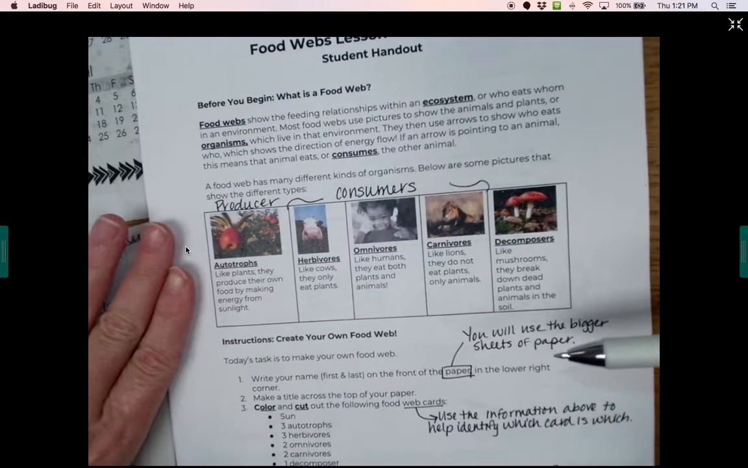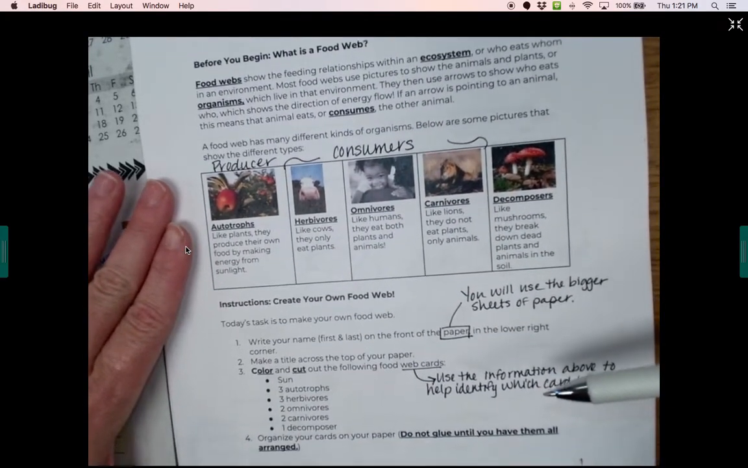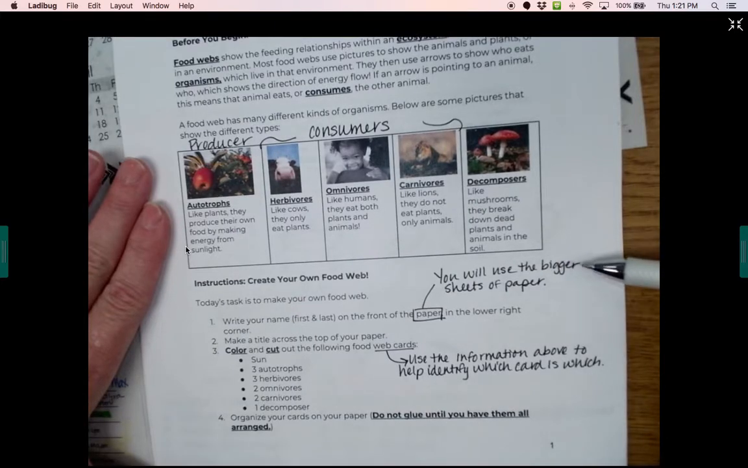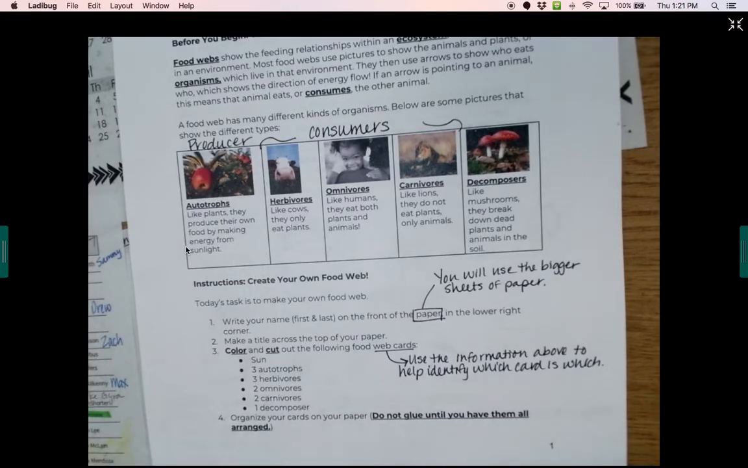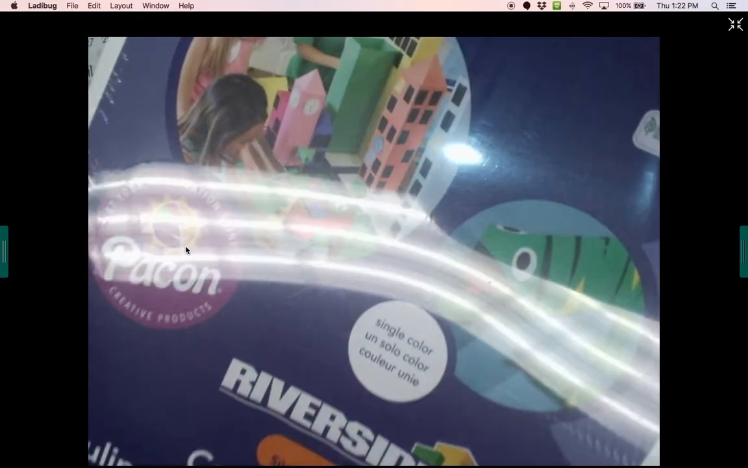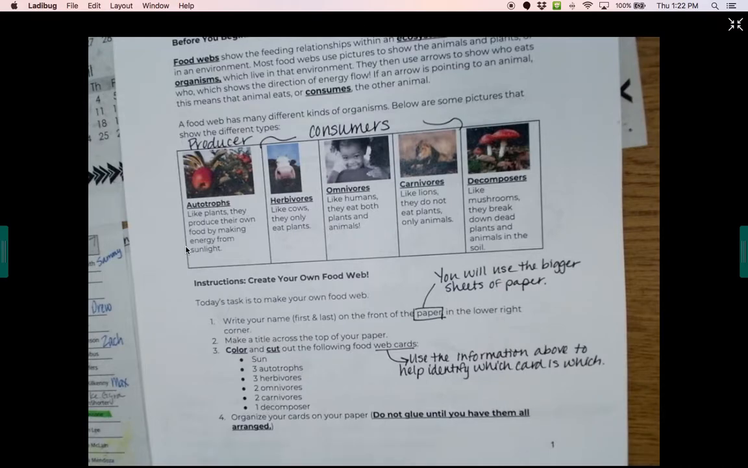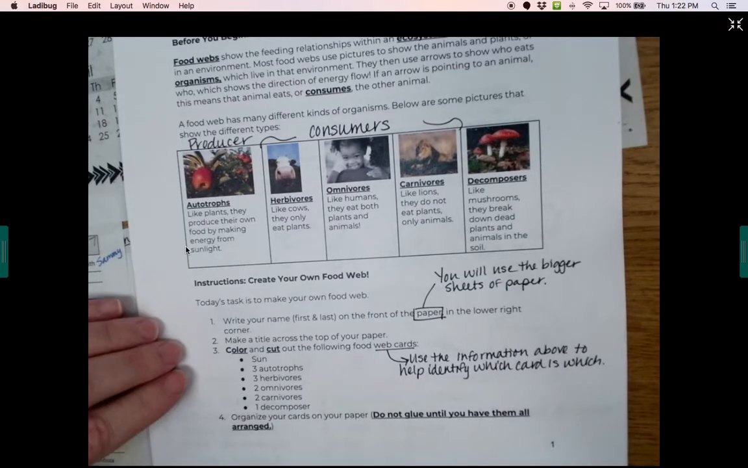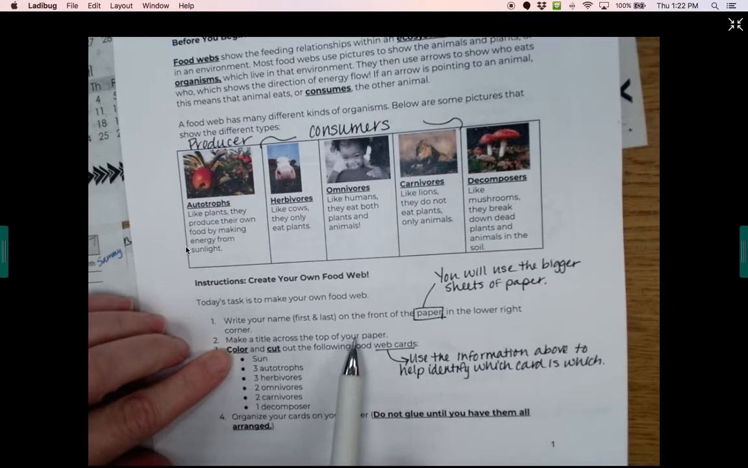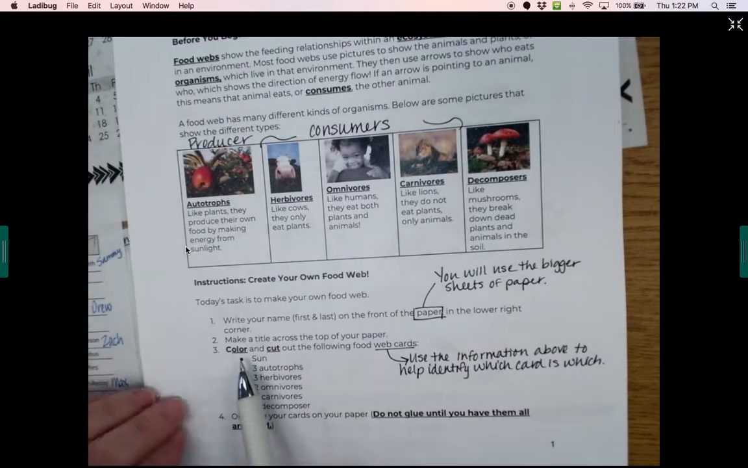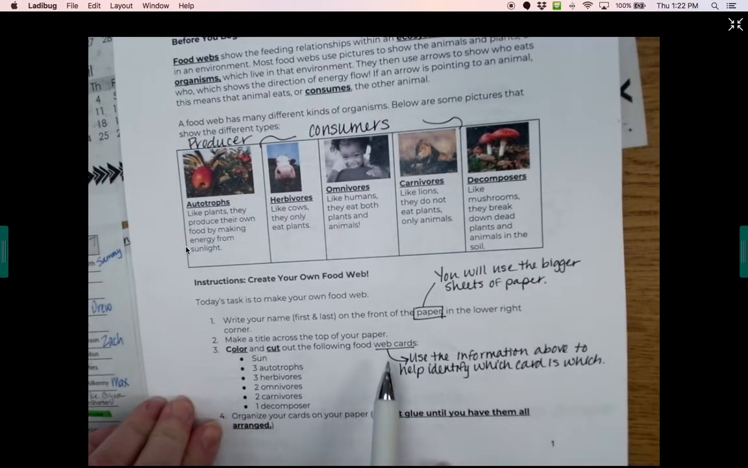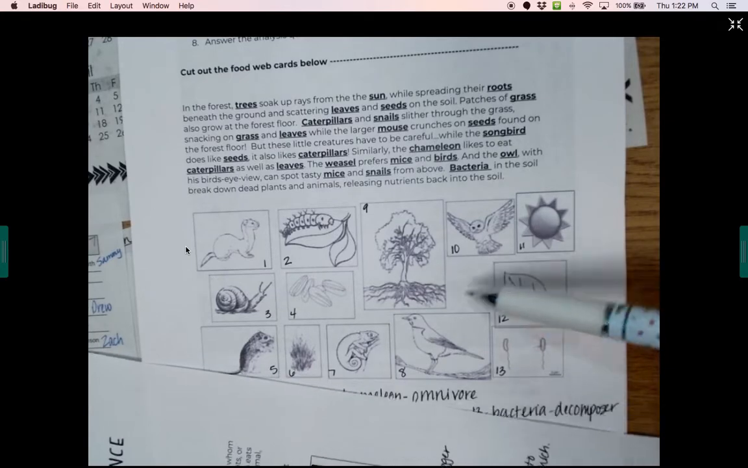Okay? So what you're going to do is make your own food web. You are going to use bigger sheets of paper. They are the big white construction pieces of paper. They're in this package. Anyway, so it's a big piece of construction paper, and you need to have a title across the top of your paper. You're going to color. There's markers up front, there's colored pencils up front, and cut out the following web cards. The web cards that they're talking about here are these ones back here.